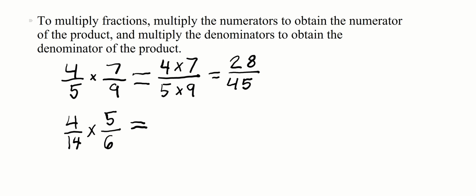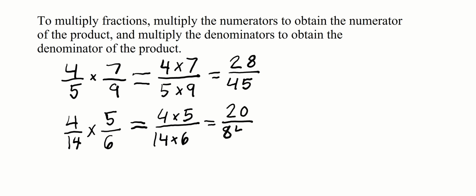Let's solve another one. Here we see 4 over 14 is being multiplied by 5 over 6. So the numerator of our product should be 4 times 5, and the denominator of our product should be 14 times 6. 4 times 5 equals 20, and 14 times 6 equals 84.